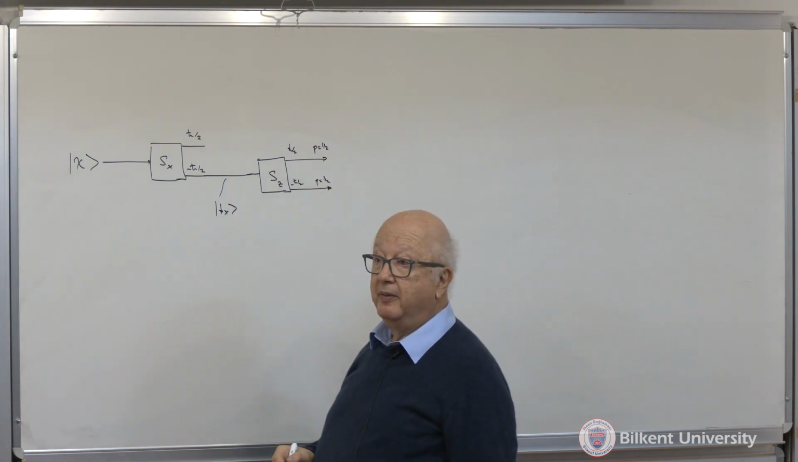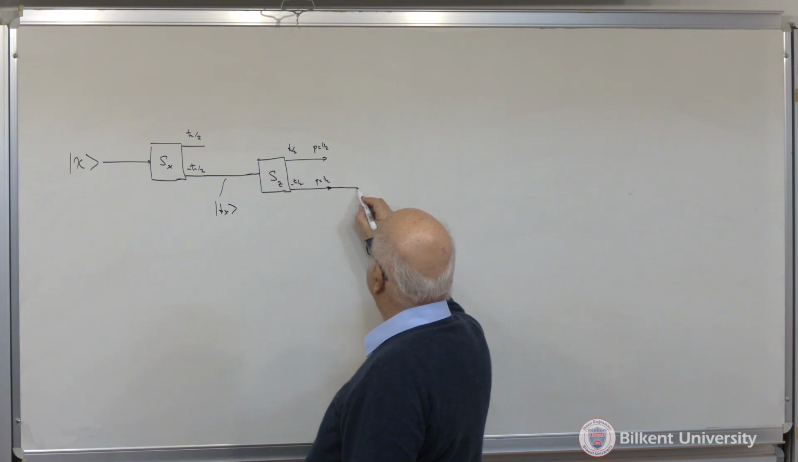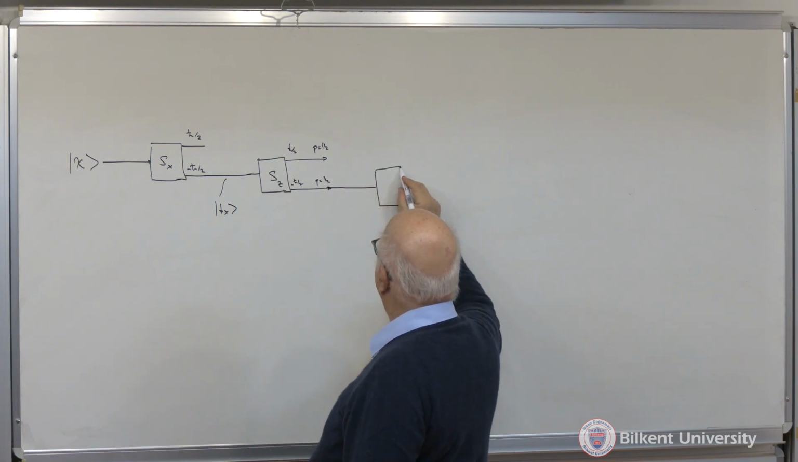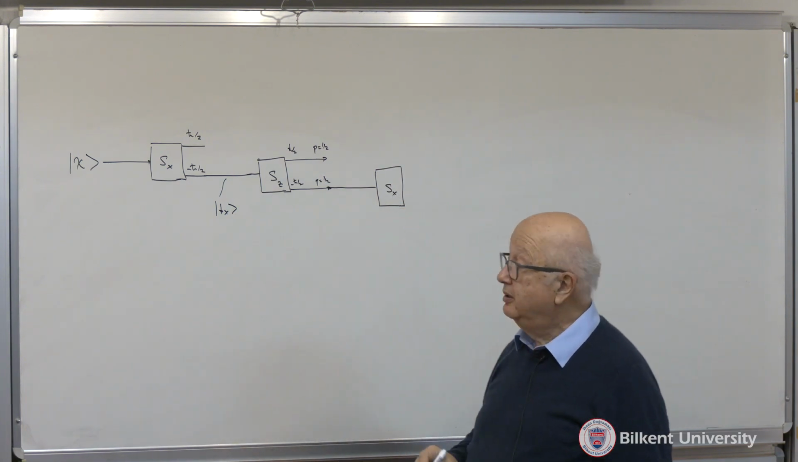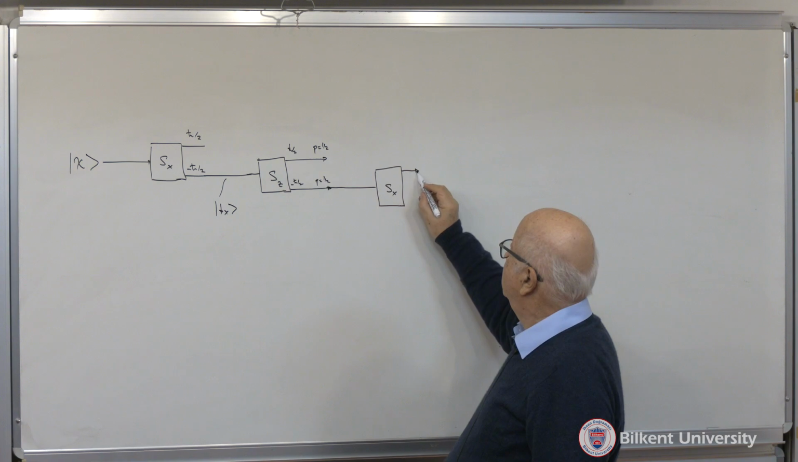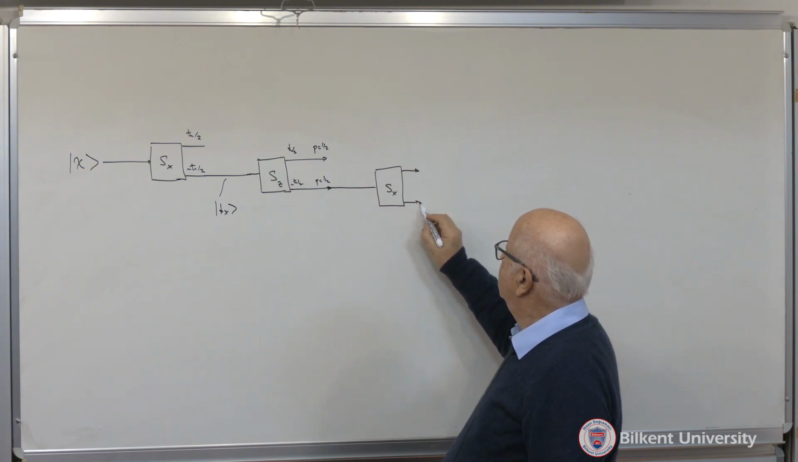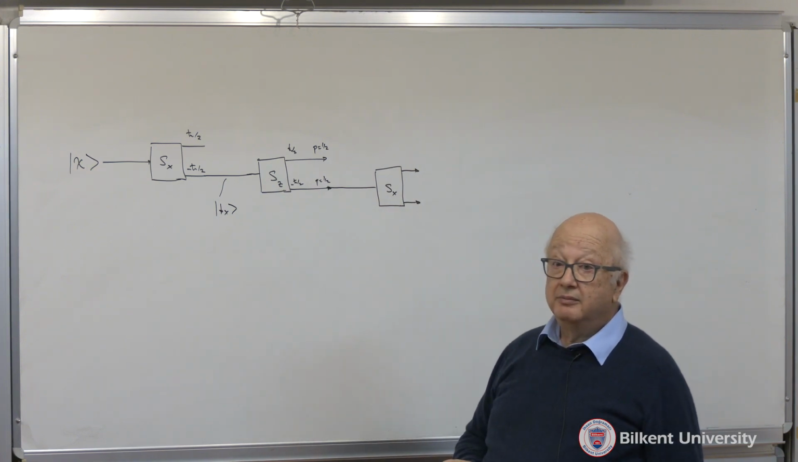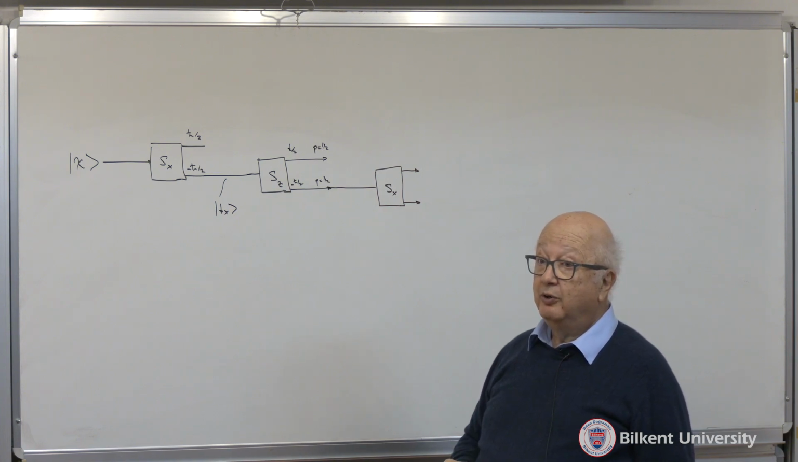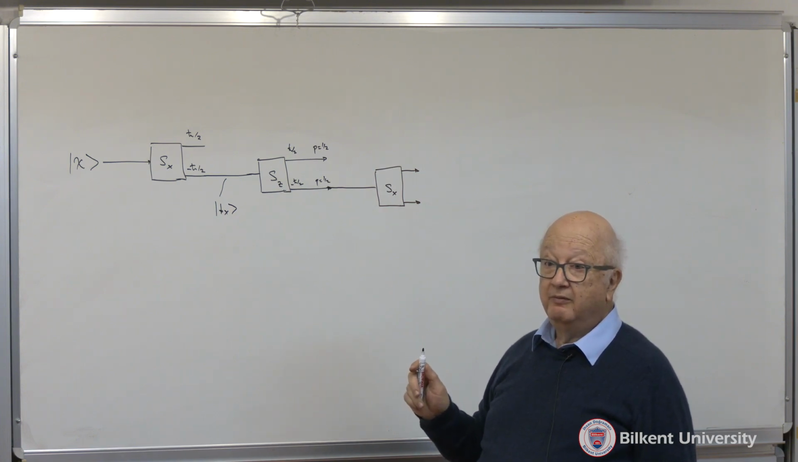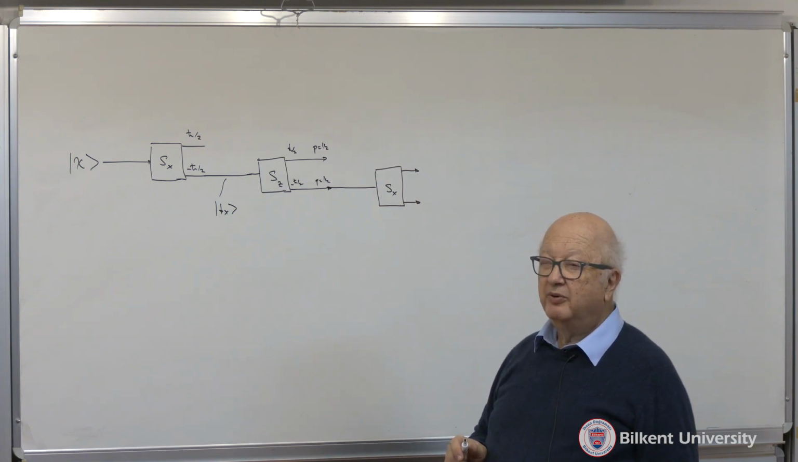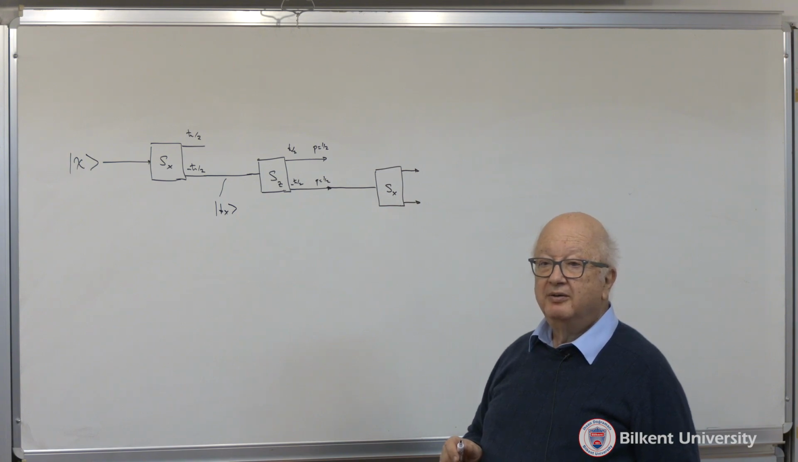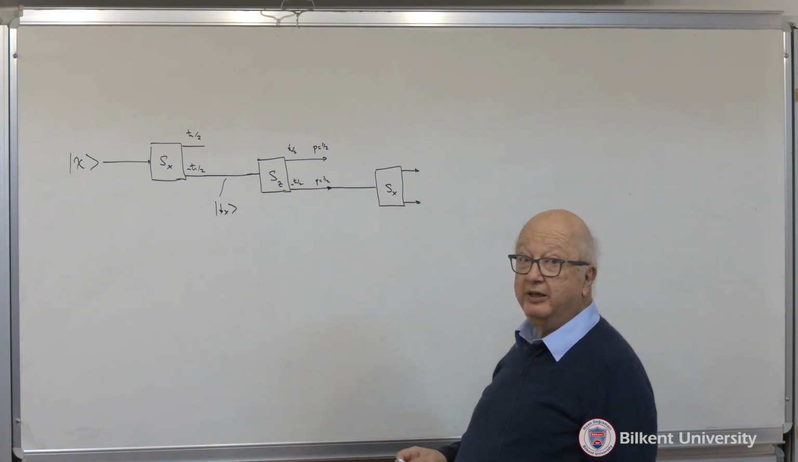Okay, 50-50. Now, suppose I measure Sx again. What do I get? But what do you expect? I'll say, 1 over 2. Okay, very good. 1 over 2, 1 over 2 is the correct answer.